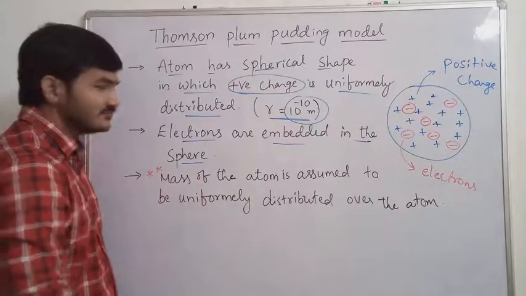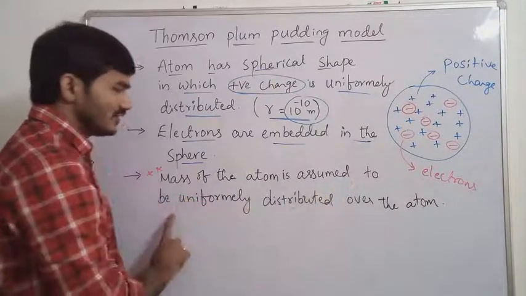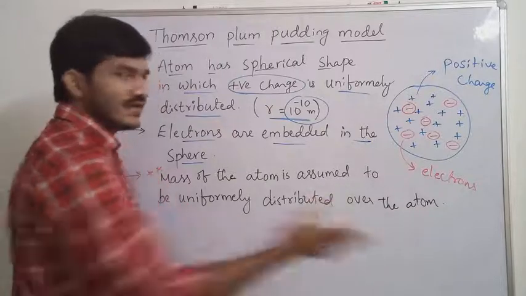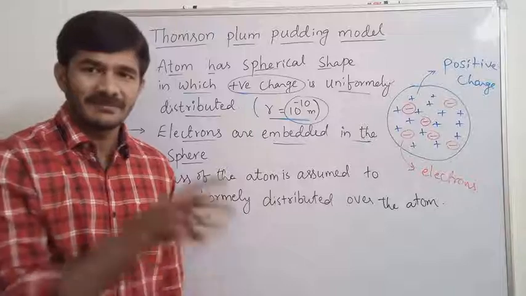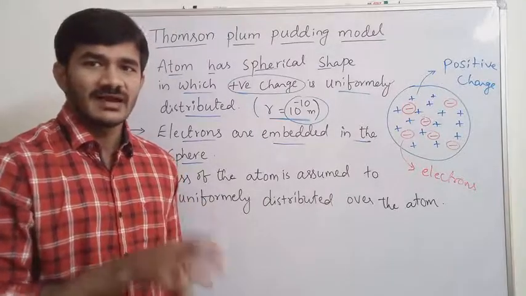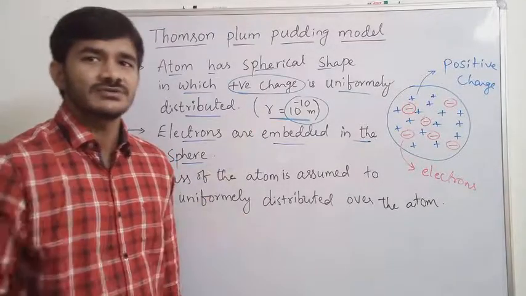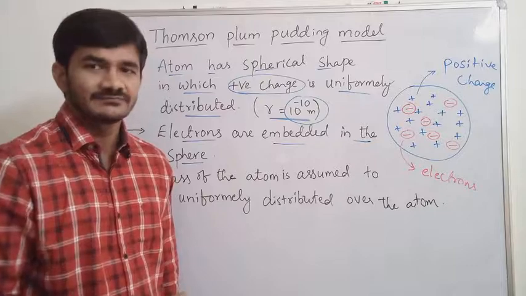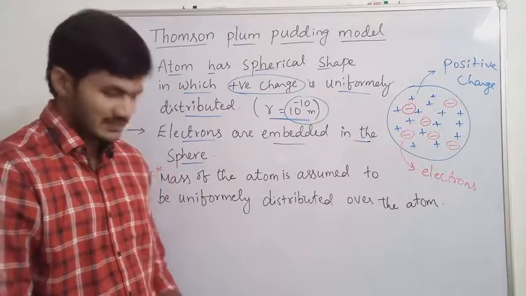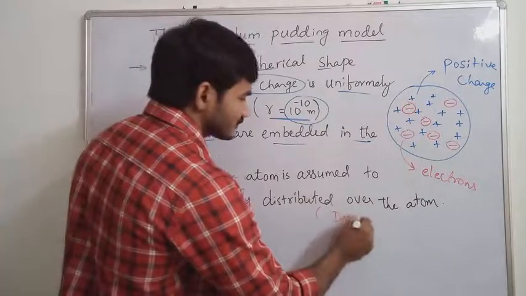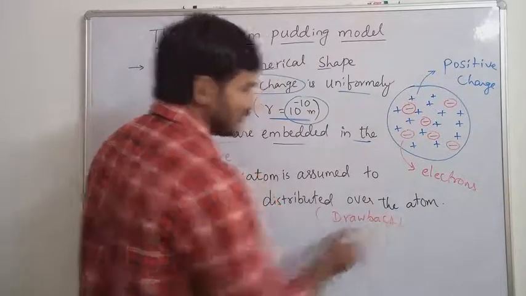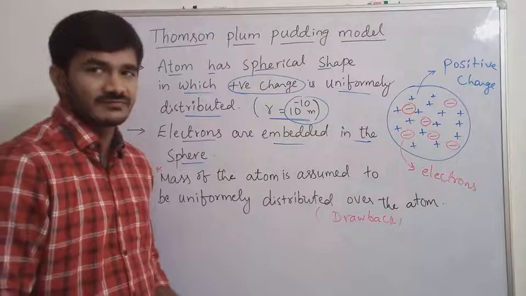Mass of the atom is assumed to be uniformly distributed over the atom. Total mass is not concentrated in one particular place. The total mass of an atom is uniformly distributed throughout the atom. That is a statement given by the Thomson model. But this is one of the drawbacks or limitations of the Thomson model.